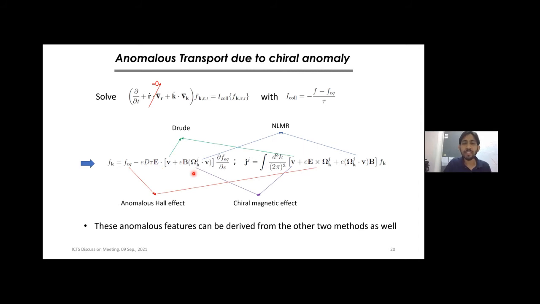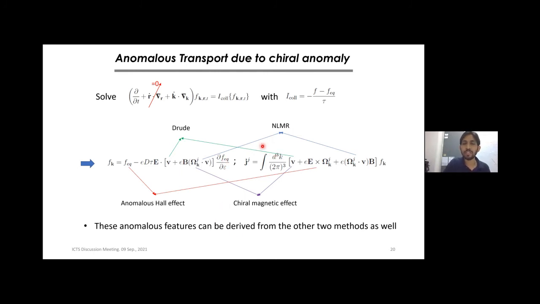So as you can immediately see, if your omegas are 0, Berry is 0, all these go to 0, and the only term is your Drude part. This B couples with this B, and it will give you exactly the Drude part we discussed before. Now, if you consider this equilibrium with this part, you will get something called an anomalous Hall effect. If you couple this with this, you will get something called the chiral magnetic effect. And if you couple this with this, you will get something called a nonlinear magnetoresistance.